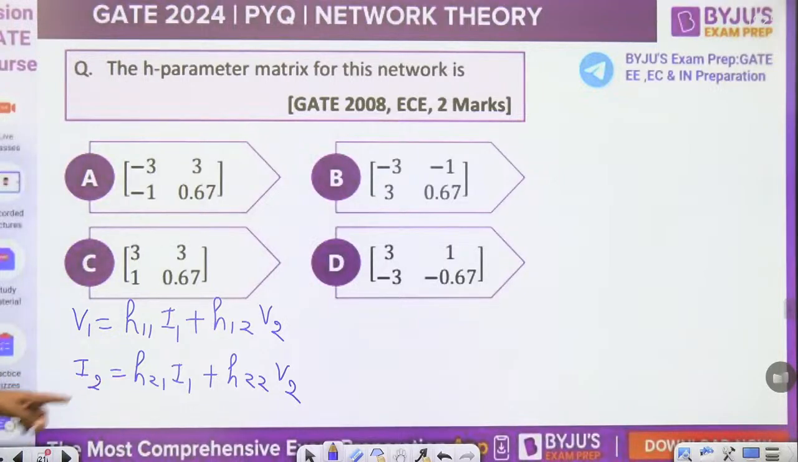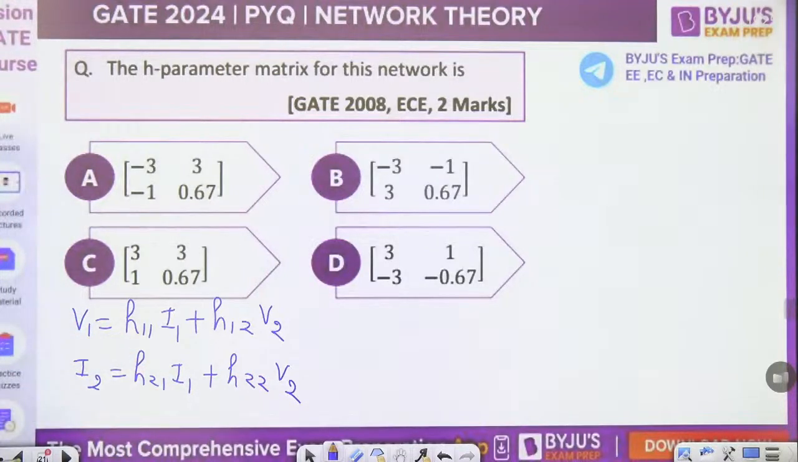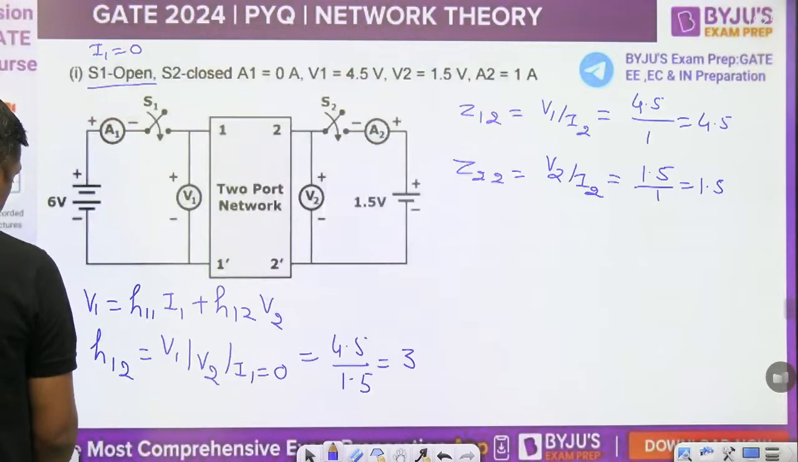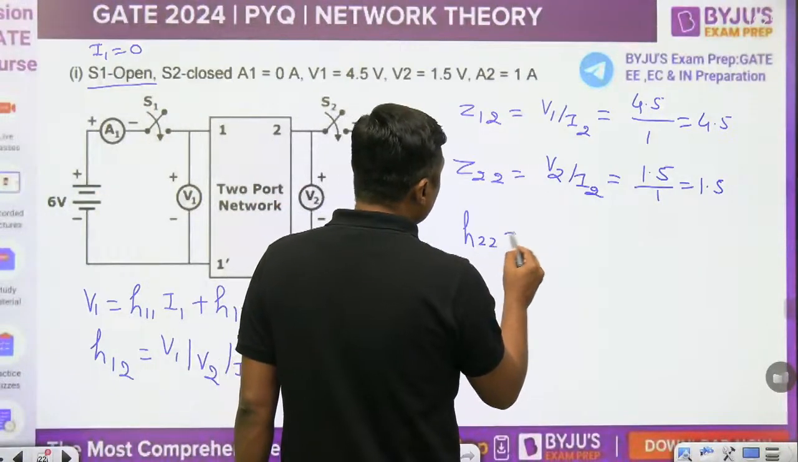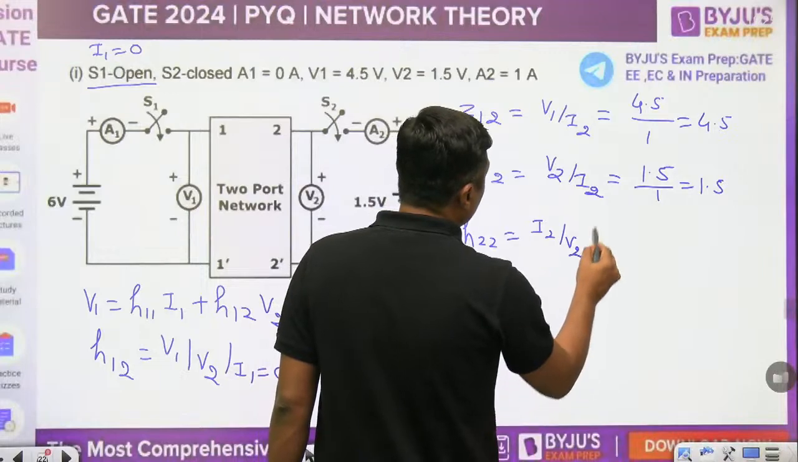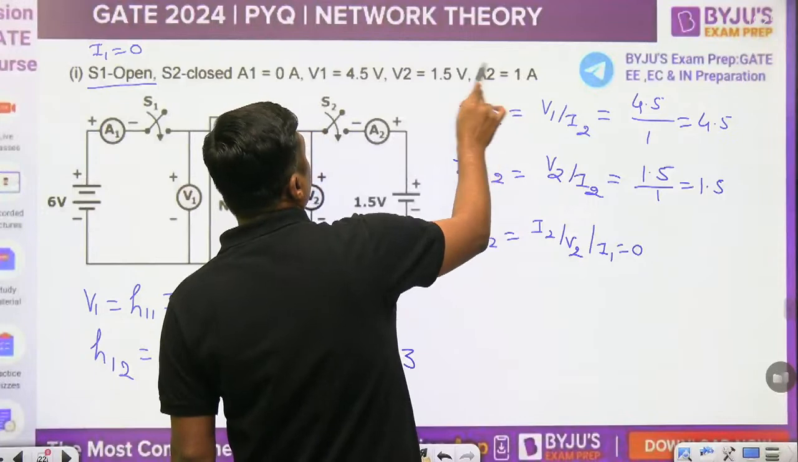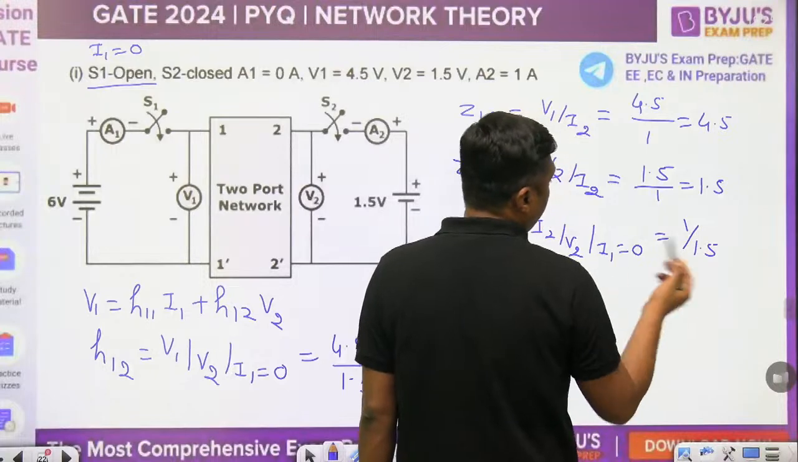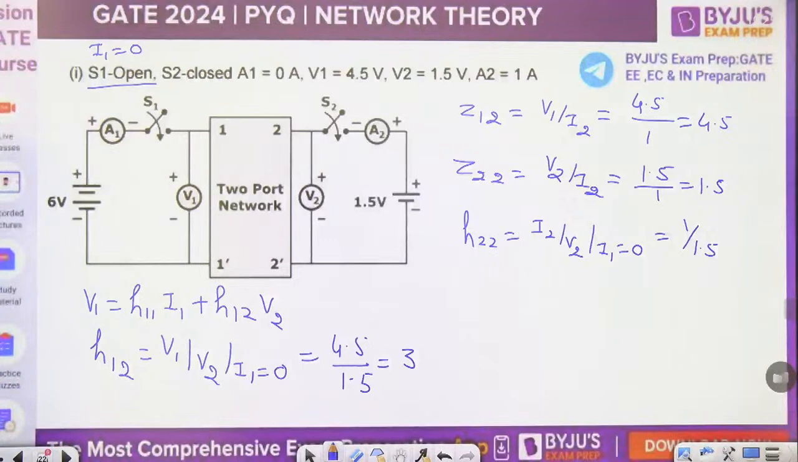What is H21? I2 by I1. H22 is I2 by V2 with I1 equal to 0. What is the I2 here? 1 ampere. What is the V2 here? 1.5. 1 divided by 1.5 with I1 equal to 0. Now first of all check the answer. What are H12 and H22? 3 and 1 divided by 1.5.